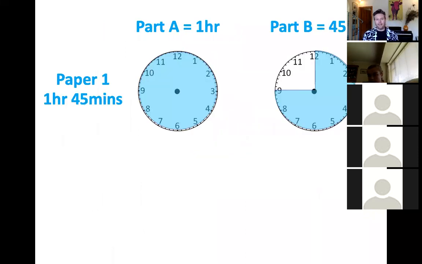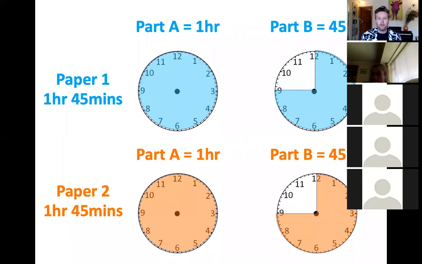So on to timings now. Paper 1 is 1 hour and 45 minutes. And it's really neat for you to remember: just 1 hour on part A and 45 minutes on part B. Same thing for paper 2 as well. 1 hour part A, 45 minutes part B.